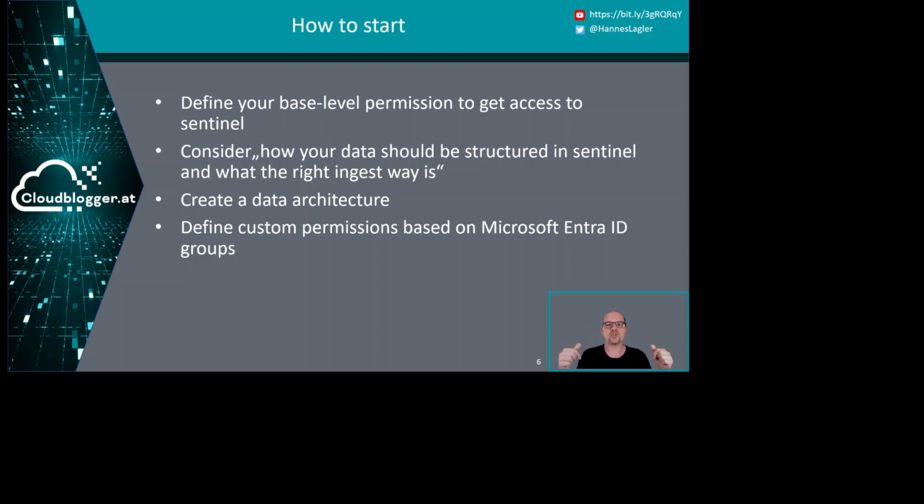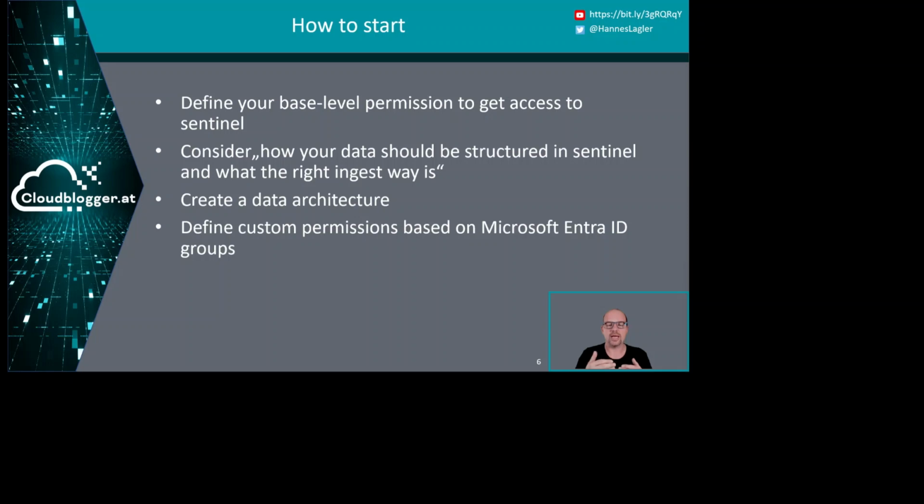And then I consider how the data should be structured in Sentinel. So I'm choosing the right ingest way, and I'm also thinking about, okay, is the ingest way, for example, Azure Arc with DCR rules? Should I save the data into a default table? Should I split it into separate tables? And then I think about how we can structure these tables. Then I create the data architecture itself. So I want to see visibly what kind of data I have from different sources, what the structure behind it is, so the tables themselves, and also bring the permission level to the data.